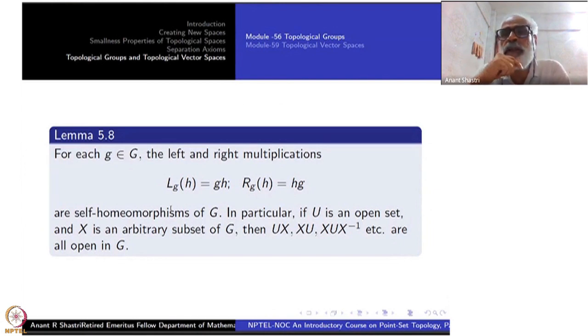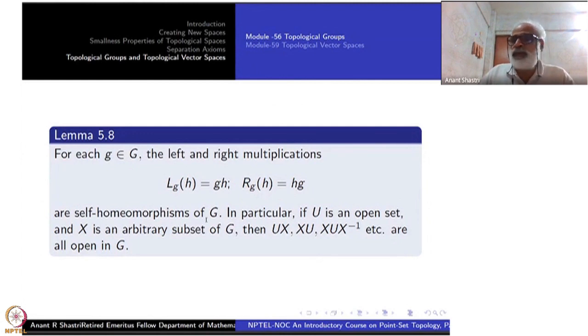Multiplication is a two variable function; here you are freezing the element g, and only h is variable. You are taking one variable, with the other one fixed, so that's also continuous. Since L_g and L_g inverse are both continuous, both of them are homeomorphisms. Similarly, R_g and R_g inverse.